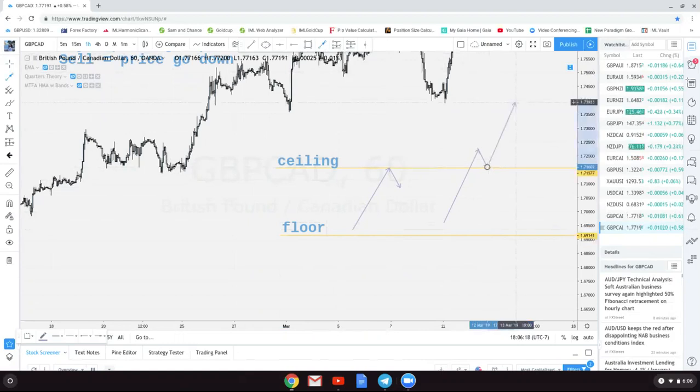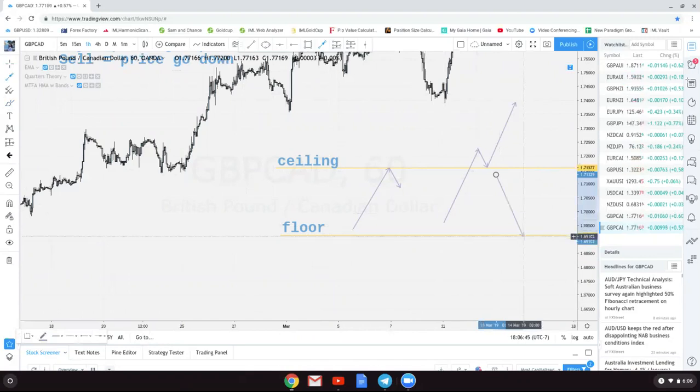So price can do either this, or it could just be in the middle, consolidating, not really going anywhere. So three options, okay? That's all you really have to know. Same thing with the floor. So price is going down, hits the floor.